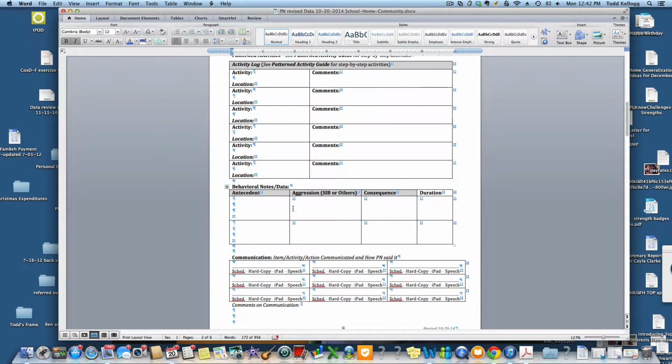Behavioral notes, this is if there's an aggression towards self, that's self-injurious behavior, SIB, or others. So we write down the aggression here, what occurred right before, what occurred right afterwards, and the duration.